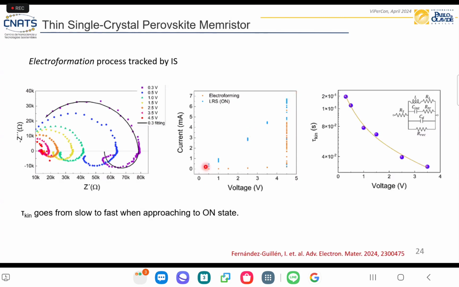Maintaining it in the on stage. So we calculate, as at the beginning, the time constants corresponding to this process against the voltage applied, and we observe that we have an exponential decrease of the timing, which means that we are going from very slow processes to faster ones, okay? So the times go from slow to fast when approaching the on stage in the perovskite memristor.